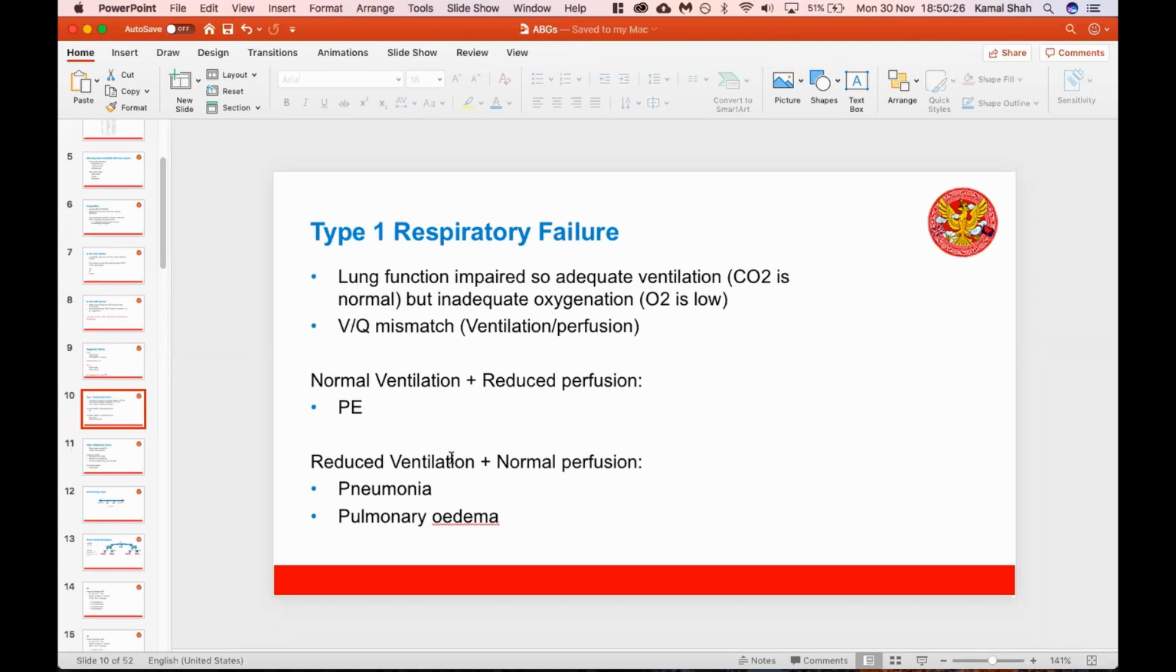So on the flip side, we can also have reduced ventilation and normal perfusion. So again, another type of VQ mismatch. So in pneumonia, for example, you're going to have consolidation and large proportions of the lungs that aren't working as well. So therefore, we're going to have reduced ventilation. And that's the case in pulmonary edema as well. But again, we've got normal perfusion. So these three things could lead to type 1 respiratory failure. Do I have any questions from what I've said so far?